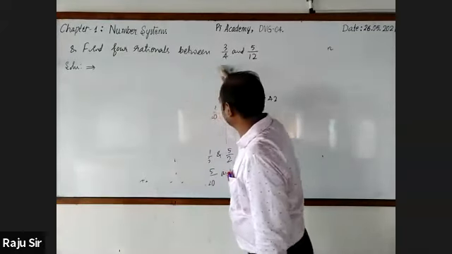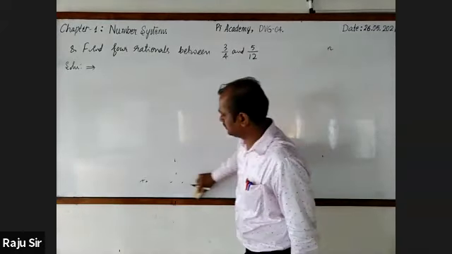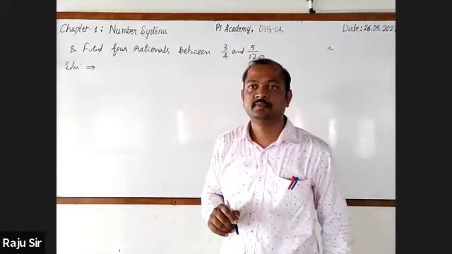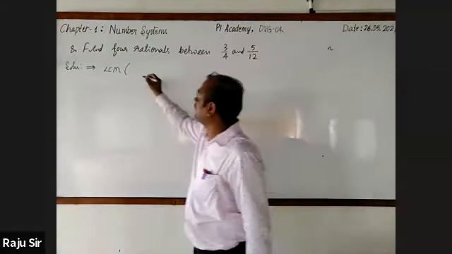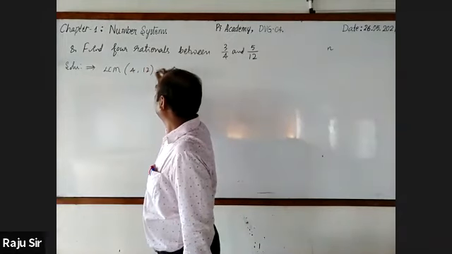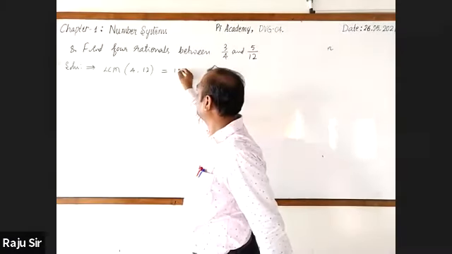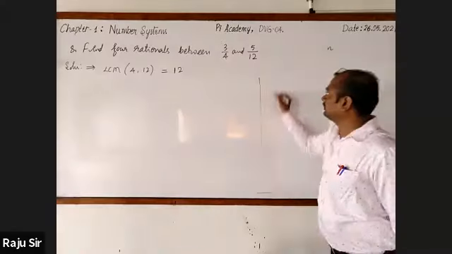Dear students, could you tell what is the first step to be followed? LCM. Can you write the LCM directly without using the working column? LCM of the denominators 4 and 12, how much do you get? 12, because 12 is the multiple of 4. If you know, write it directly. If not, use the working column.